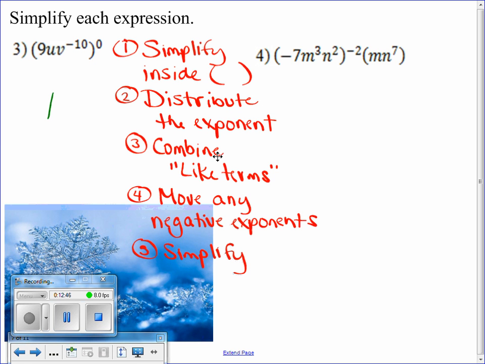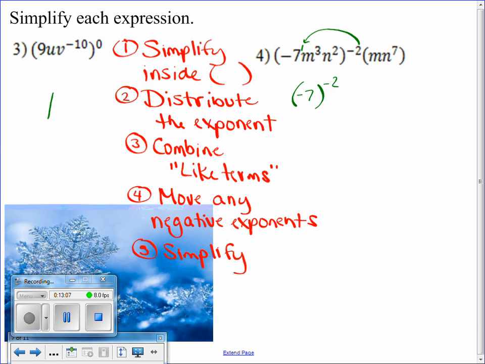Simplify inside the parentheses. Anything in each one go together? No. So step 2, distribute the exponent. Again, that negative 7 does have a 1 for it. So we'll get negative 7. 1 times negative 2 is negative 2.